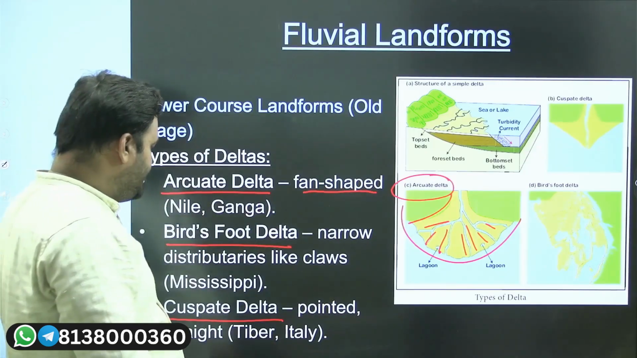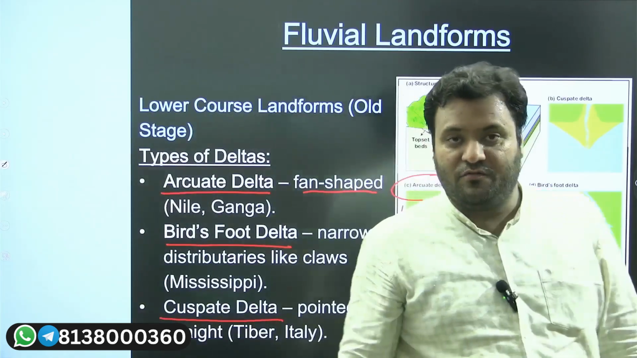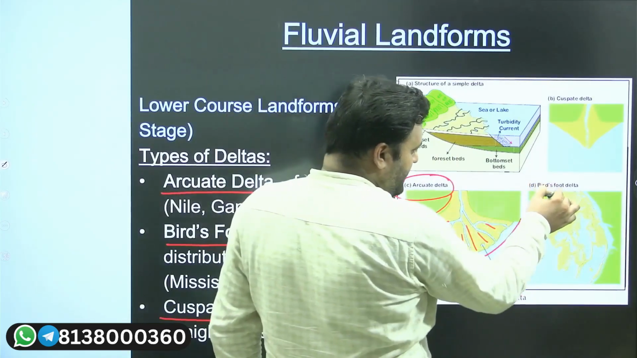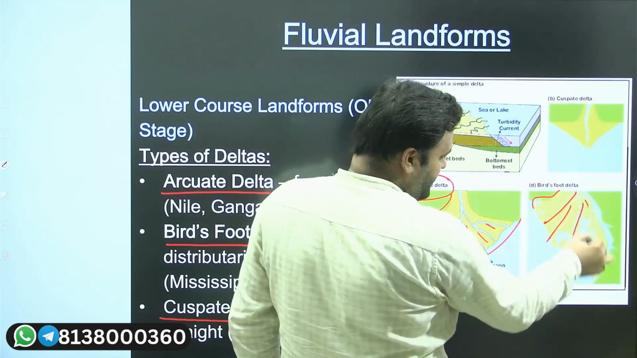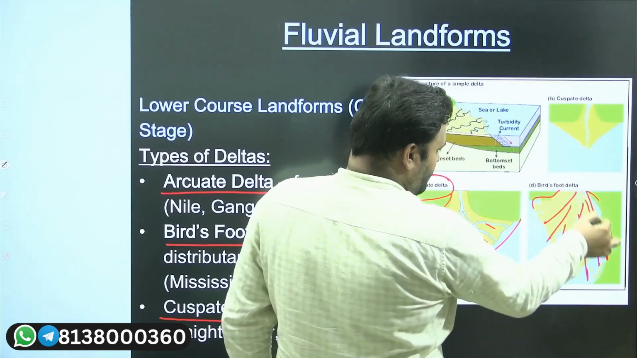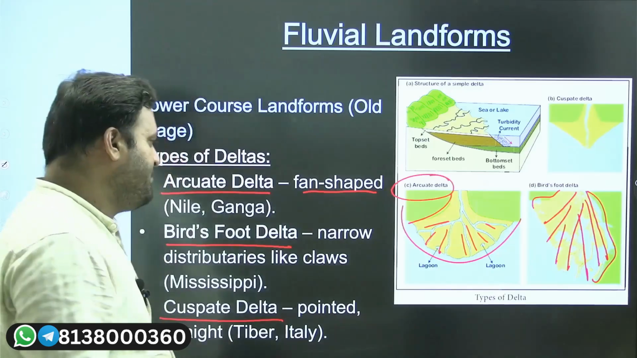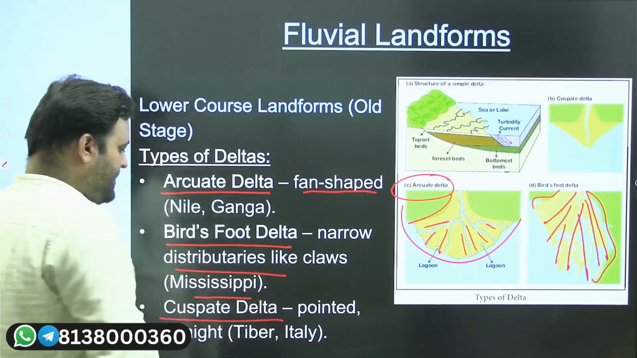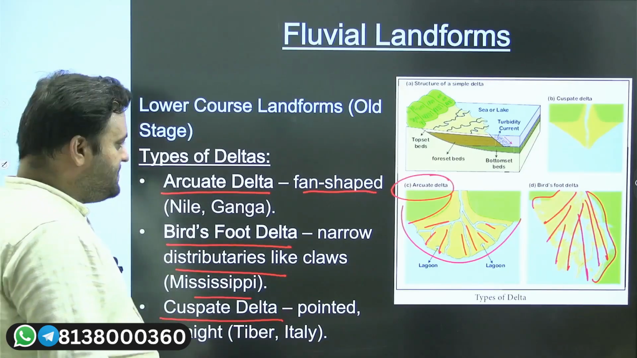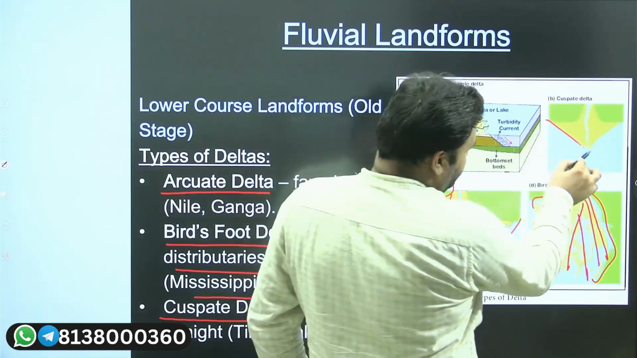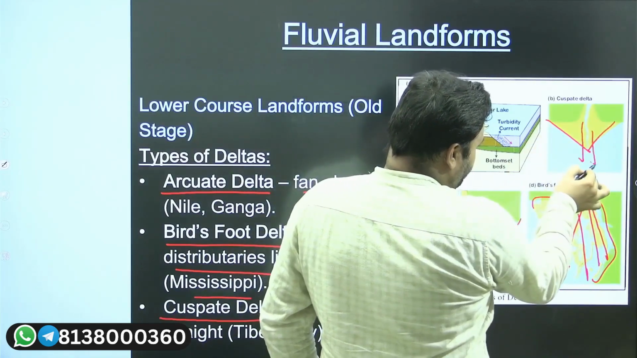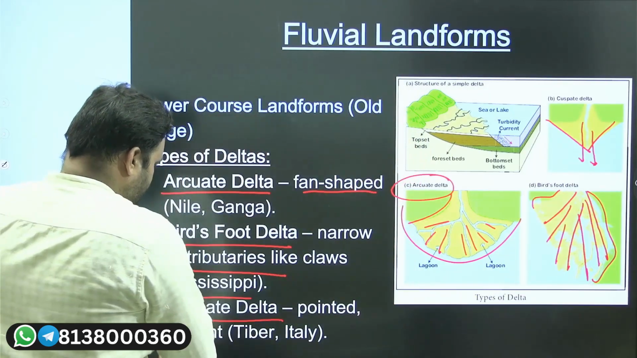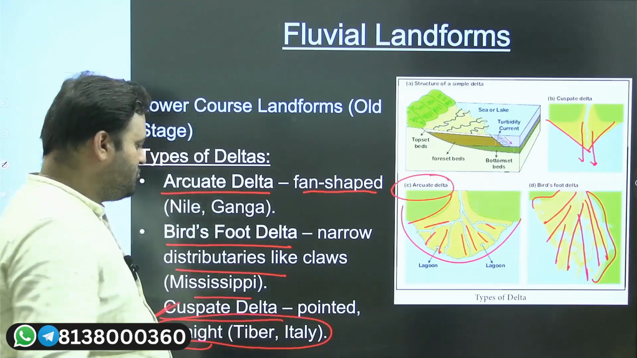Bird's foot delta, you will see, is formed by the Mississippi River of North America. Here its appearance is like a bird's foot. So this is formed by the Mississippi River of North America, specifically. And yes, we have a cuspate delta. This cuspate delta is basically a pointed delta, maybe because of more velocity to some extent, and it is formed by the Tiber River. The Tiber River is in Italy. So the Tiber River forms this cuspate delta.